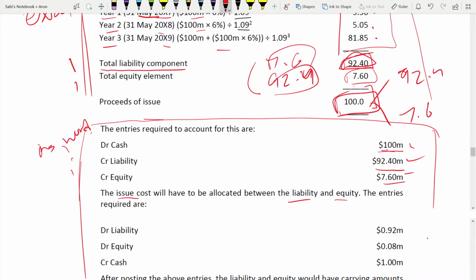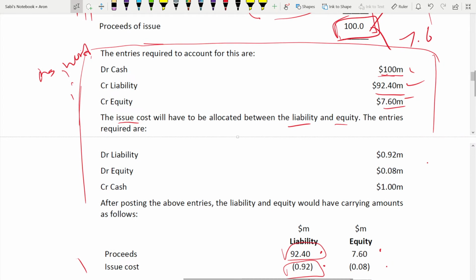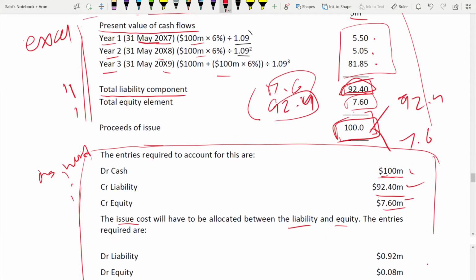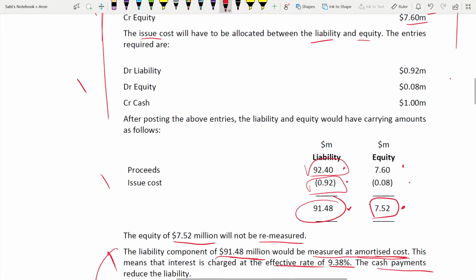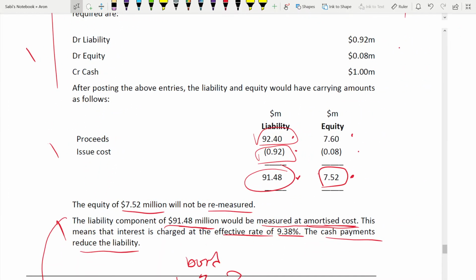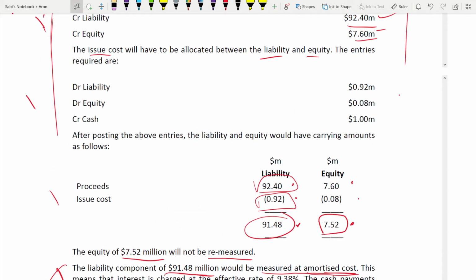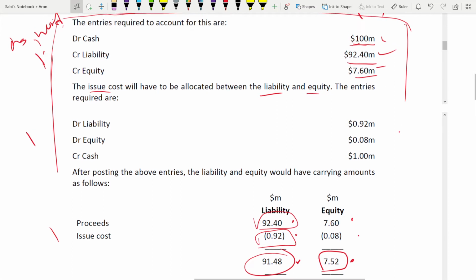This accounting entry, sorry, you will not get marks separately. For the liability and equity component, you will just get a mark here. And for the issue cost, the separation of the issue cost and all, you will get another mark. I will break it down for you at the end. I will make a chart for you.